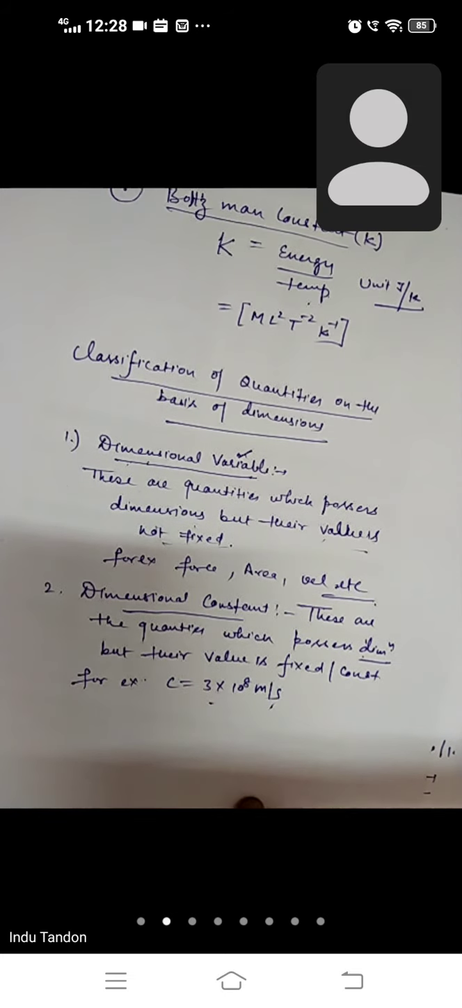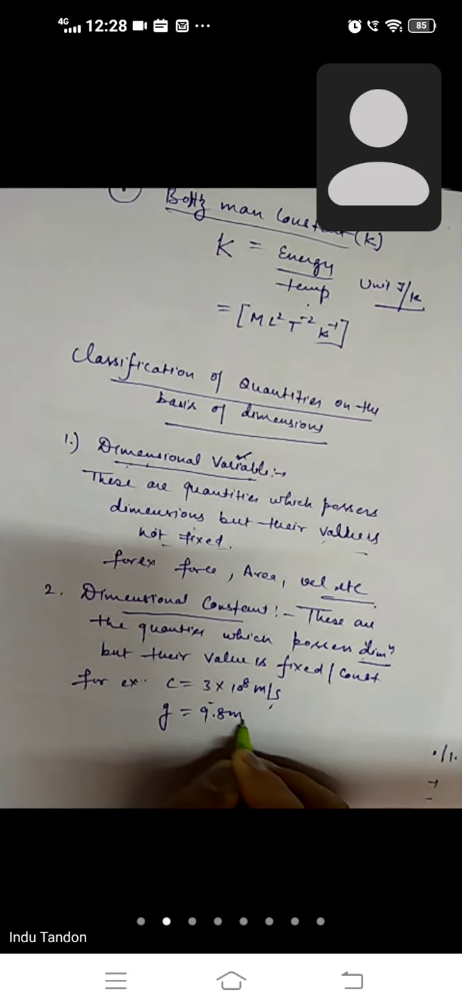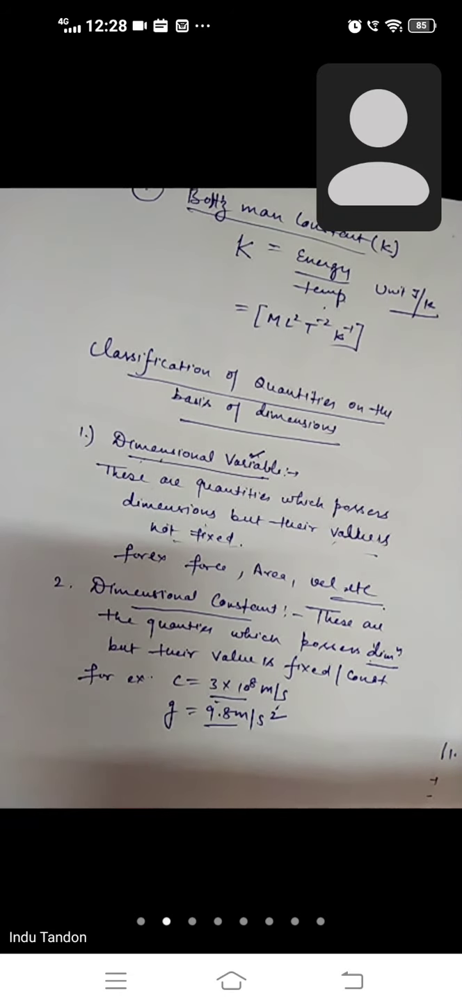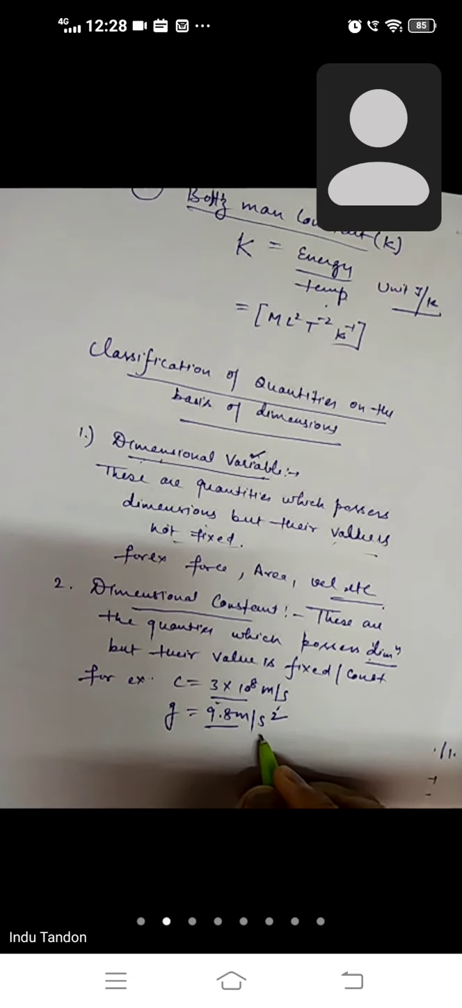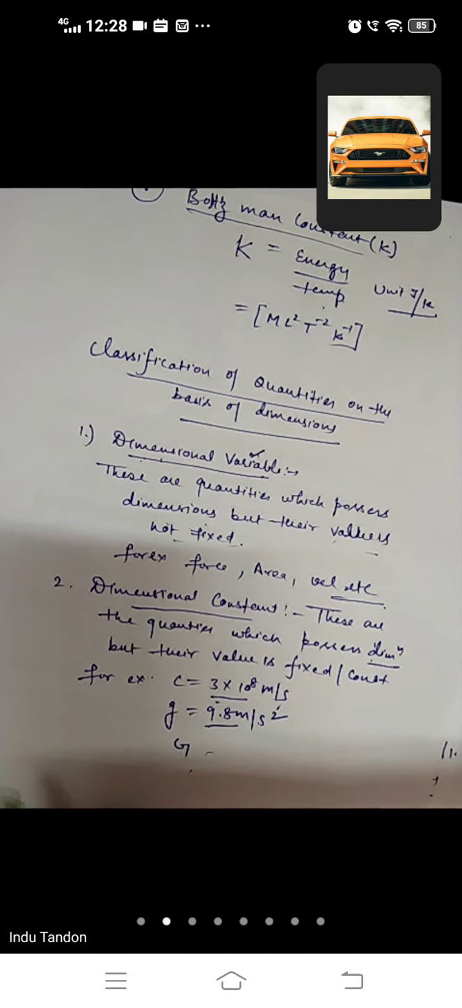Its value is fixed. For example, g, 9.8 meter per second square. So what are their values? Constant, and they possess dimensions. Similarly, capital G value is also constant. It is also a dimensional constant. All of you know about its value, 6.67 into 10 to the power minus 11 Newton meter square kilogram inverse square. Do you know? Yes, ma'am. Okay.